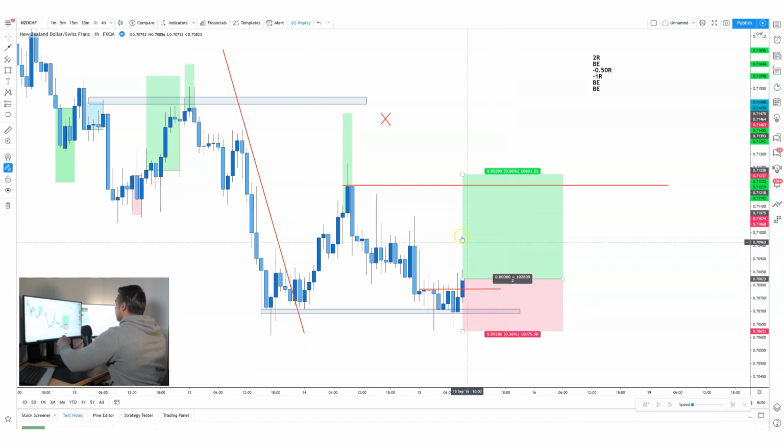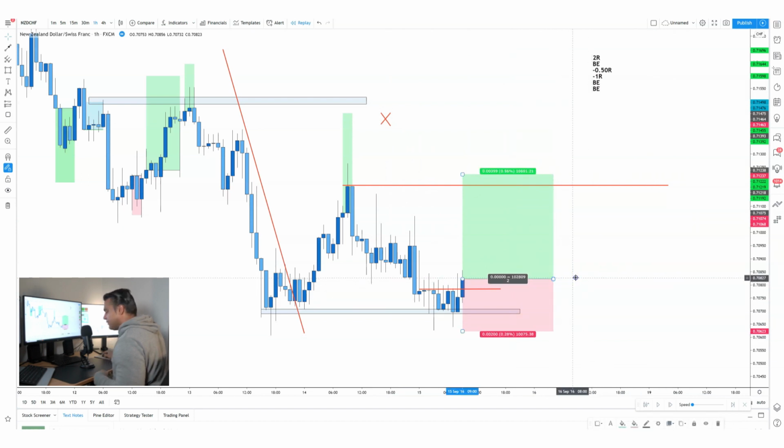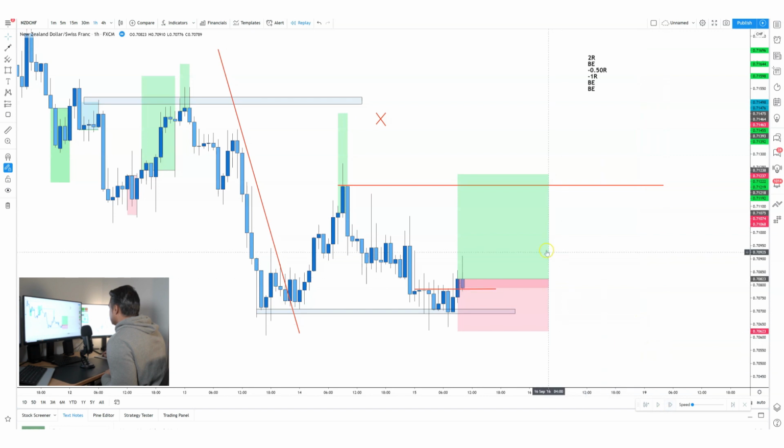I am refusing to go break even on this 1 to 1, and I'm going to hold out. And if I take a full stop loss, I will only be down 0.5% here, which is completely fine, and I'll still have 3 trades to go this week. So let's see what happens.